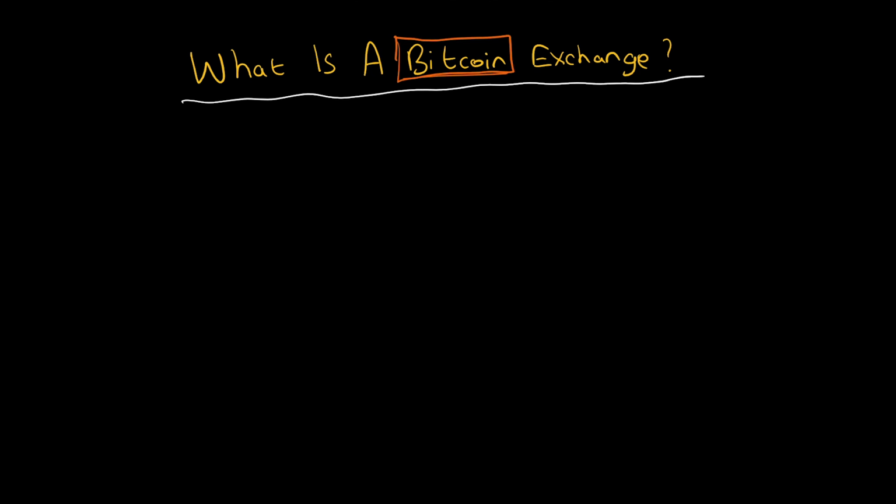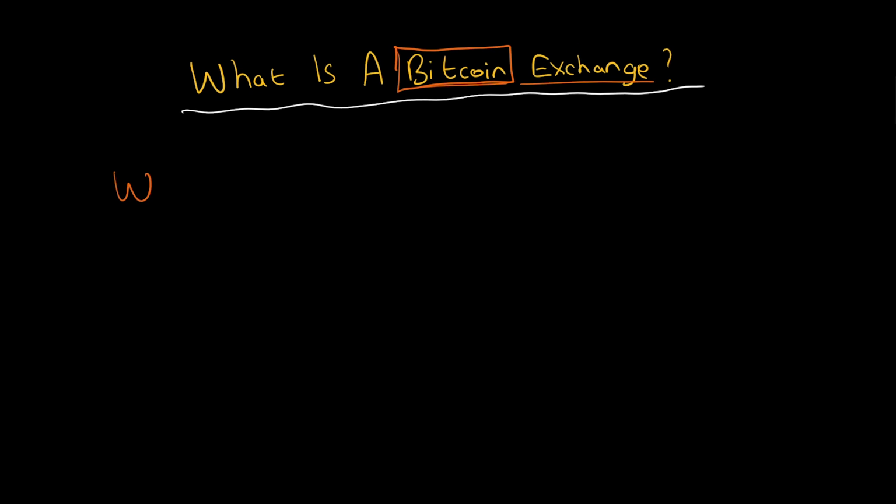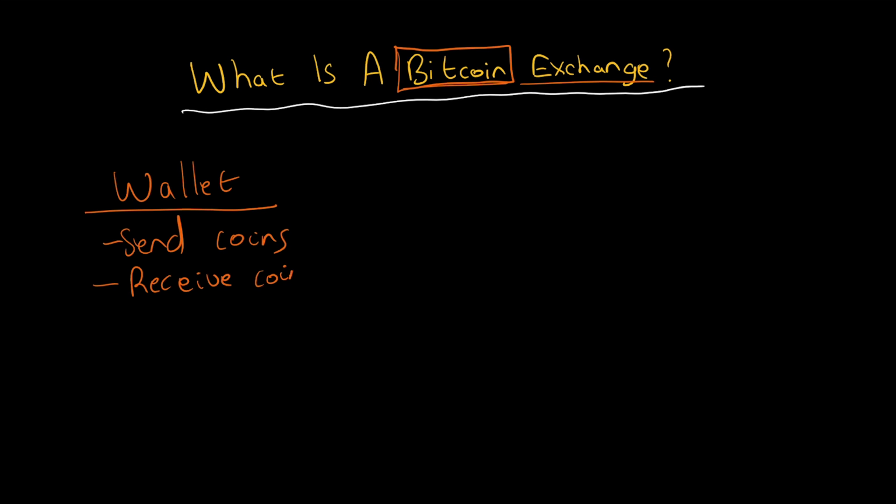Before we get onto what an exchange exactly is, we're just going to briefly recap on wallets. If you haven't checked out what a Bitcoin wallet video is, feel free to check that out, then come back here. But just an overview, a wallet allows you to send coins, whether the Bitcoin or Ethereum, doesn't matter, allows you to receive coins, and it allows you to store them. So that is what a Bitcoin wallet does.